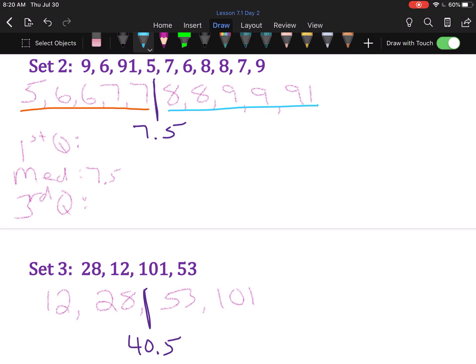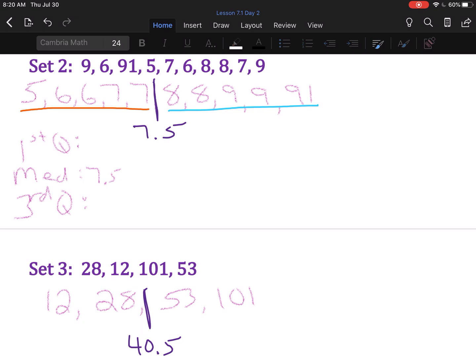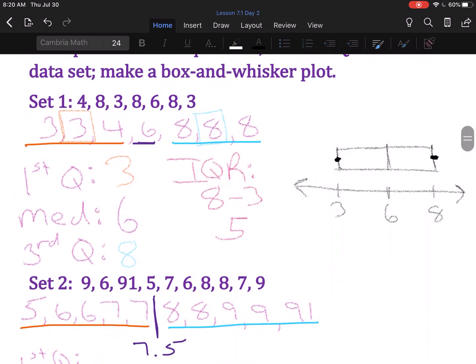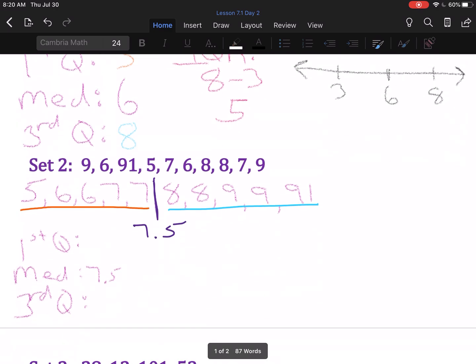Notice here that every number in the set belongs to the top or bottom half because the median isn't actually part of the set. In the first group, 6 wasn't used in the top and bottom half because as the median, it was already in the group of numbers.